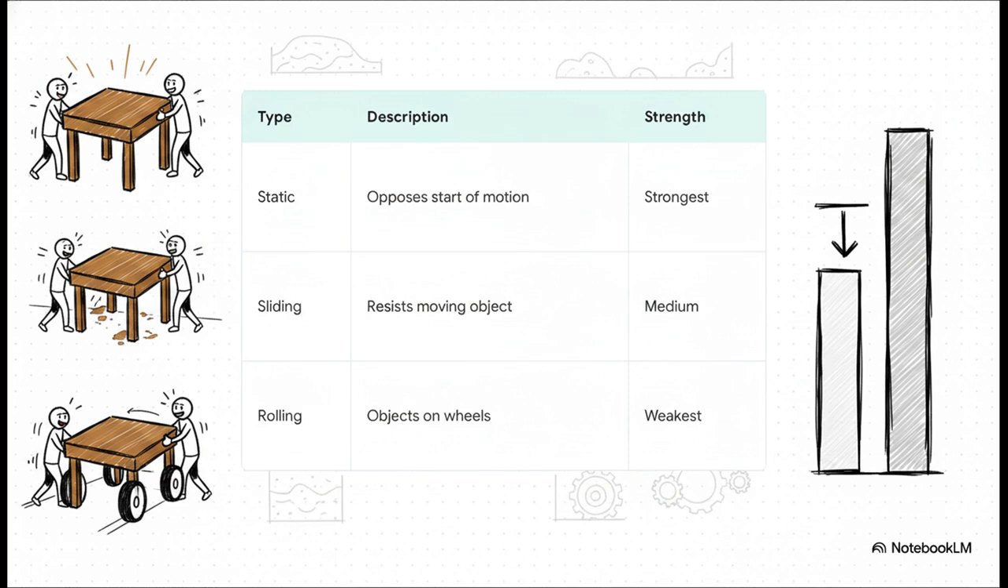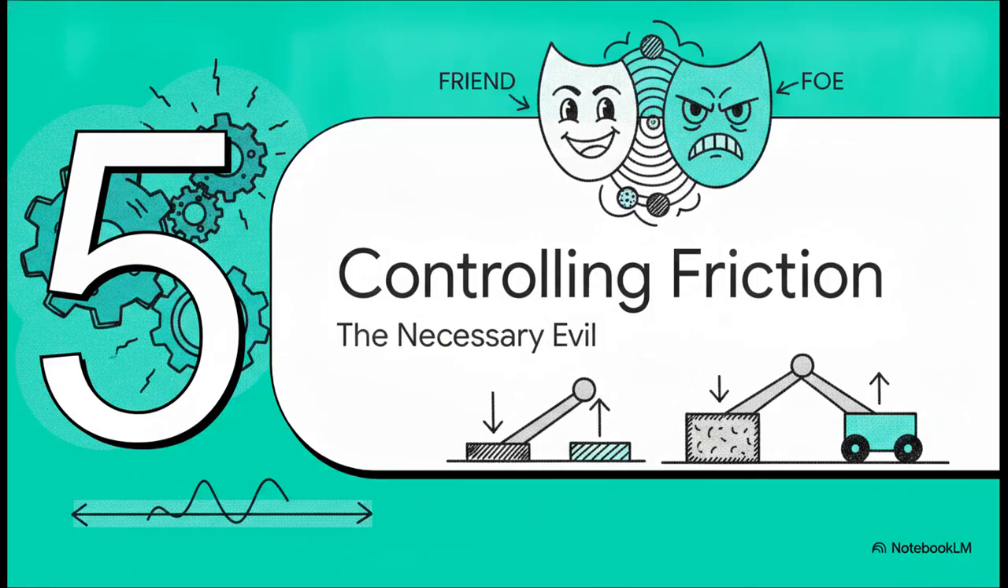Finally, we have rolling friction. When an object rolls over a surface on wheels, only a tiny part of the object actually touches the ground at any given time. Because there's less surface contact, there is far less interlocking of those microscopic hills and valleys. So rolling friction is the weakest opposing force of all. Because of this sliding scale of resistance, we arrive at our final topic.